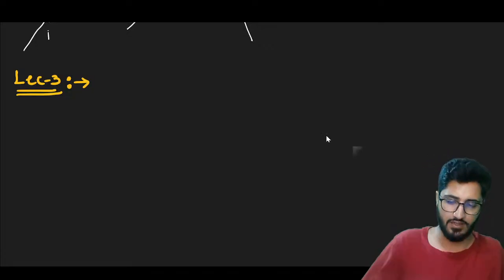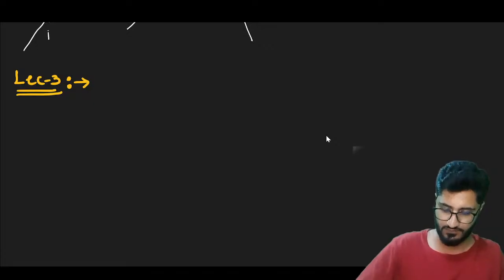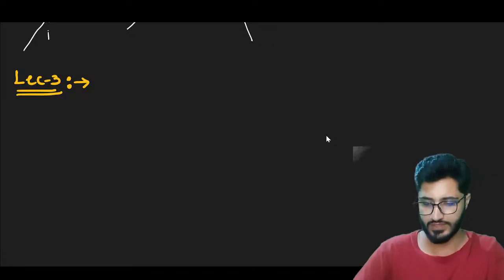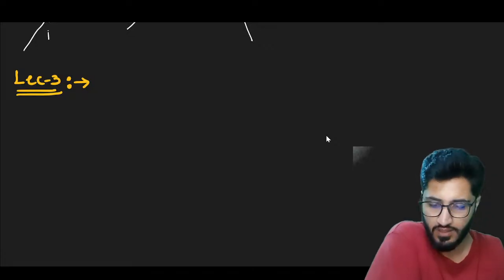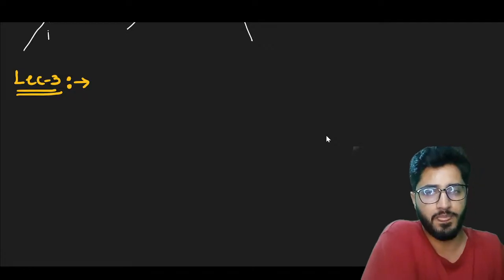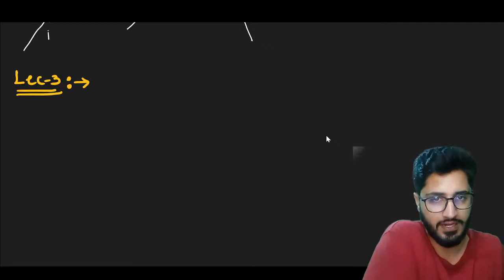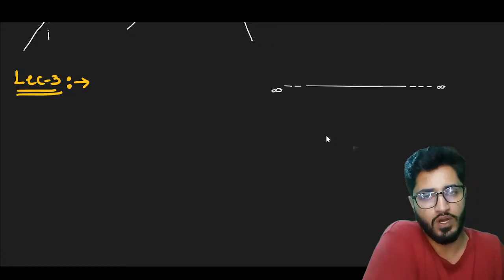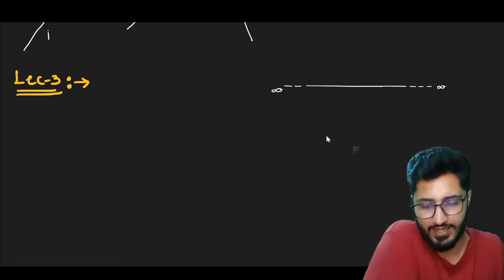The numerical is like this: we are dealing with 3D. How, sir? Look, if one current wire is coming along the x-axis, it's coming from infinity and goes towards infinity. One wire is along the y-axis.